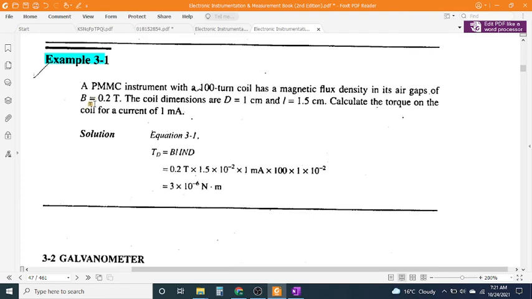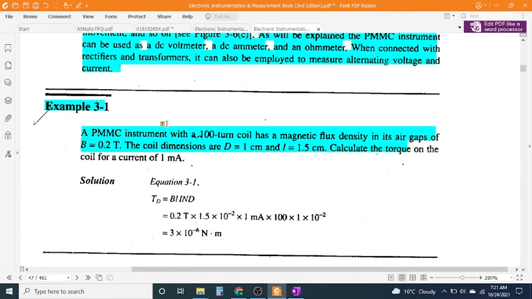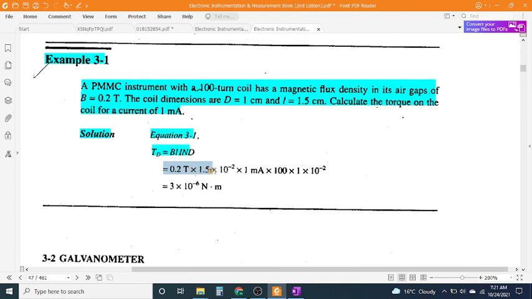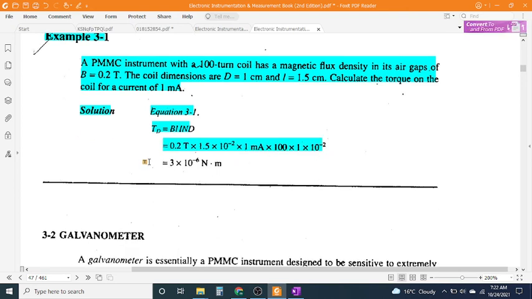Example 3-1. A PMMC instrument with a 100-turn coil has a magnetic flux density in its air gaps of B equals 0.2 T. The coil dimensions are D equals 1 cm and l equals 1.5 cm. Calculate the torque on the coil for a current of 1 mA. Solution, equation 3-1. T_D equals BIlNd equals 0.2 T times 1.5 times 10 to the minus 2 times 1 mA times 100 times 1 times 10 to the minus 2, equals 3 times 10 to the minus 6 newton meters.